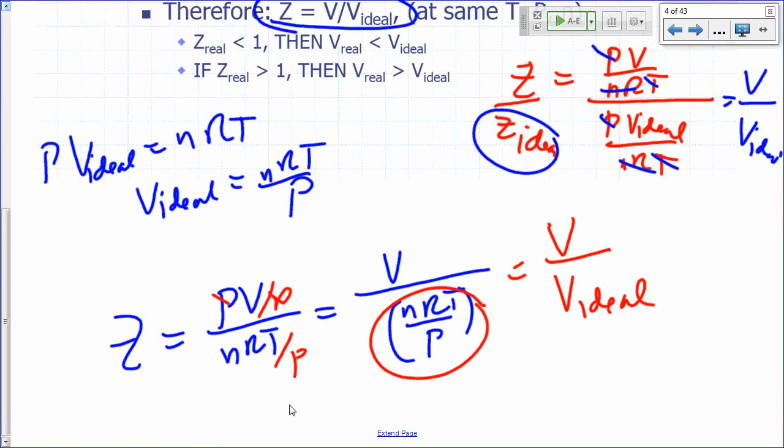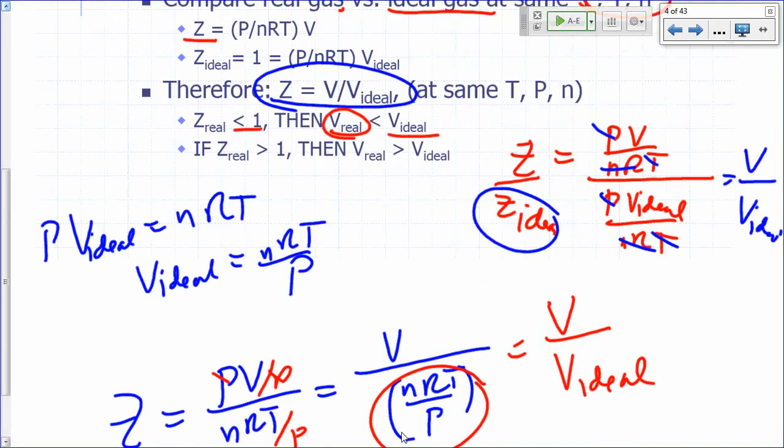So why is Z called a compression factor? Because it tells you how the volume compares with the ideal volume. So if Z is less than 1, what does it mean? Then the real volume is less than what you would expect if it were behaving ideally. If Z is greater than 1, then the actual volume is bigger than what you might expect if the gas were behaving ideally. Okay?